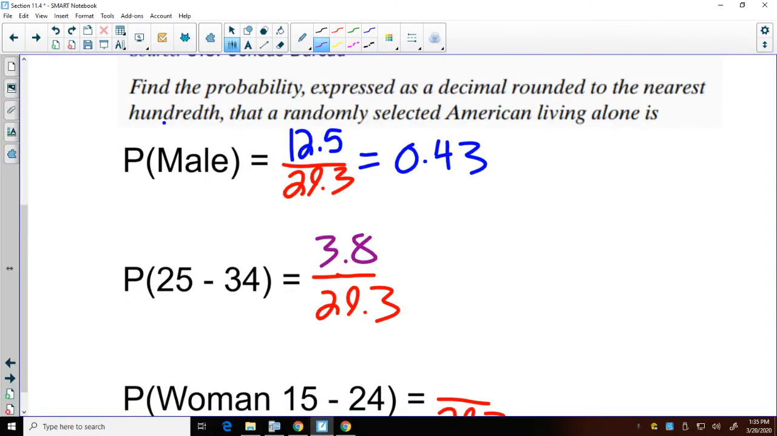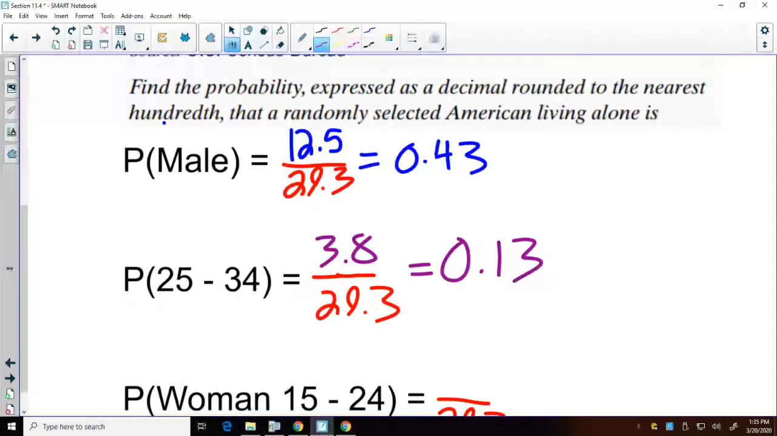3.8. And again, all you're going to do is go to the calculator. 3.8 divided by 29.3. Hit enter. And you round to the nearest hundredth, which is 0.13. Because the 9 says, hey, 2, go up.